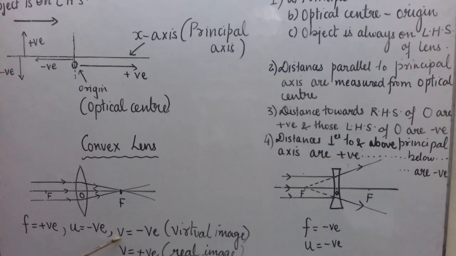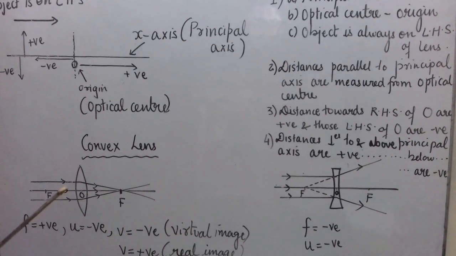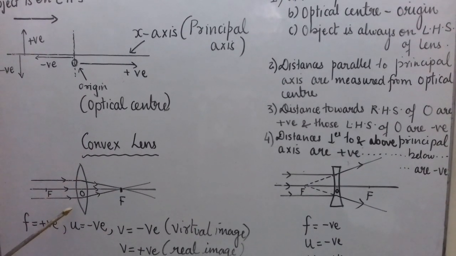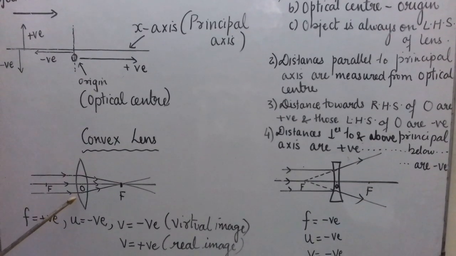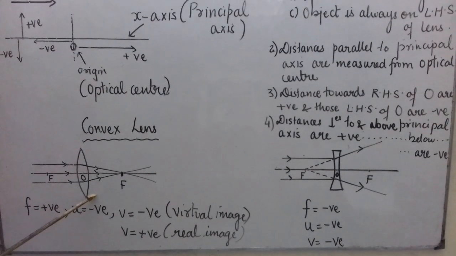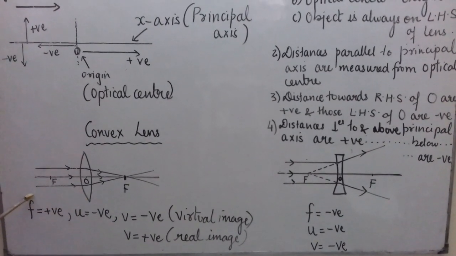Similarly, when we find V, it is the image distance. We have studied that for convex lenses, there are two different types of images formed: real and inverted, as well as virtual and erect. Real and inverted images are formed on the right hand side of the lens and virtual images are formed on the left hand side of the lens.